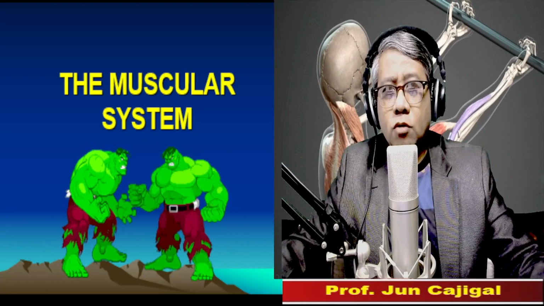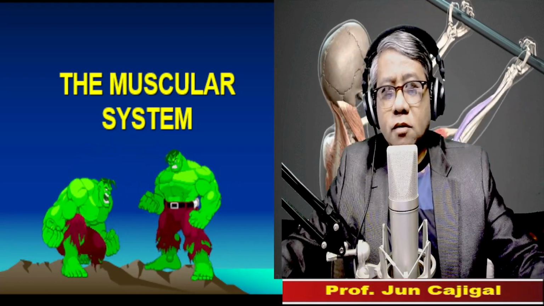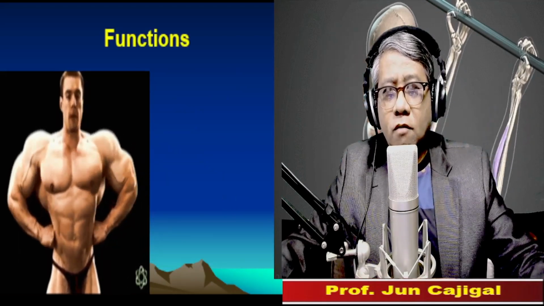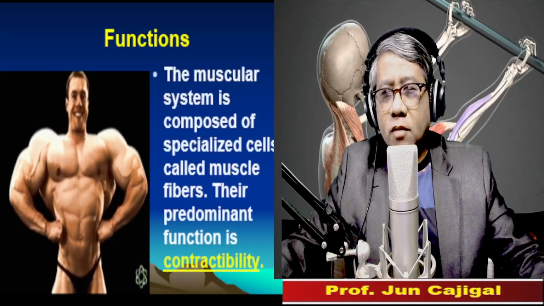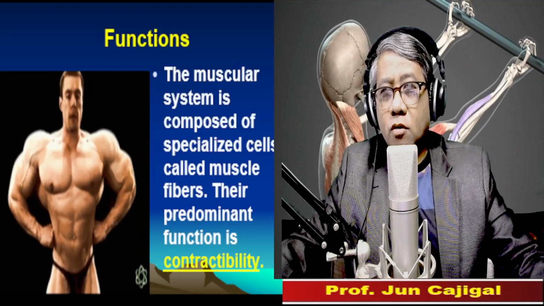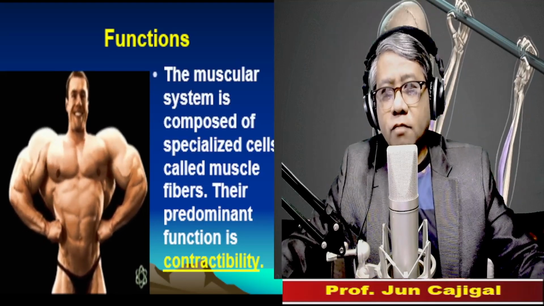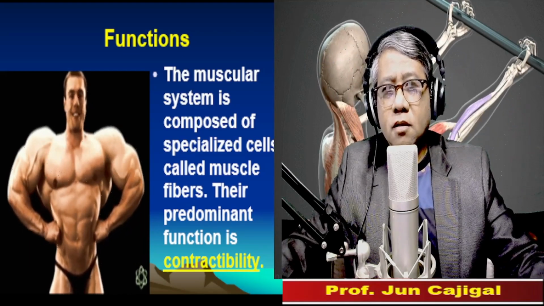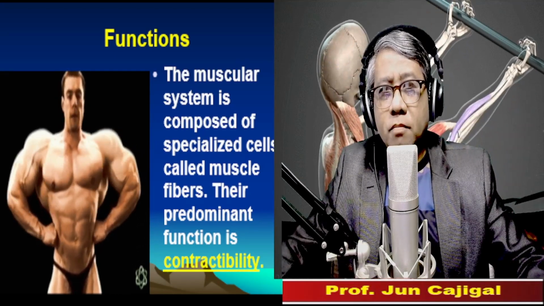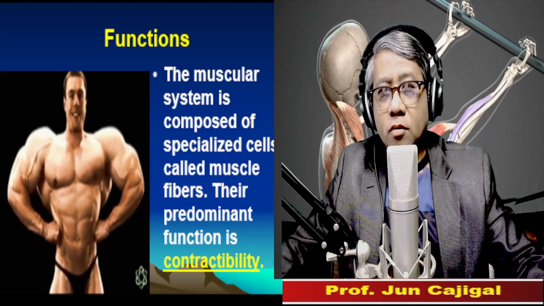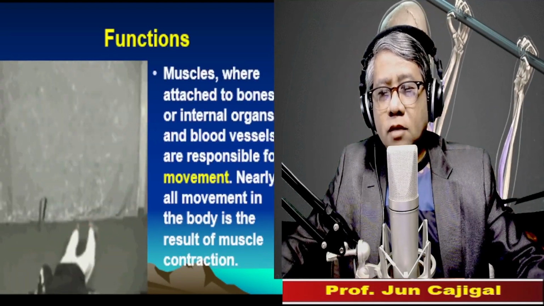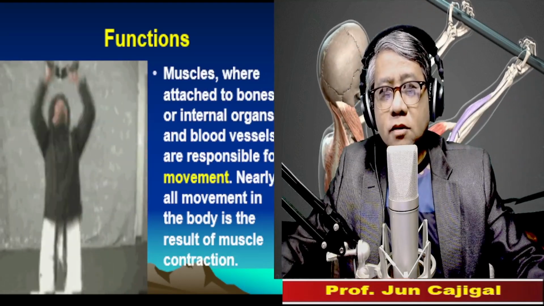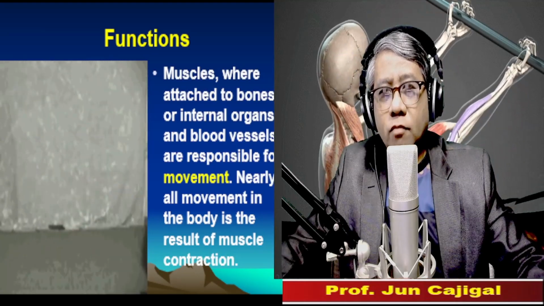Now, before we go into the details of the muscular system, I guess it is proper to enumerate the general functions of the muscular system. Now, the muscular system is composed of specialized cells called muscle fibers, and their predominant function is contractibility. Contractibility simply means that this tissue is capable of shortening, and muscles, where attached to bones or internal organs and blood vessels, are responsible for movement.